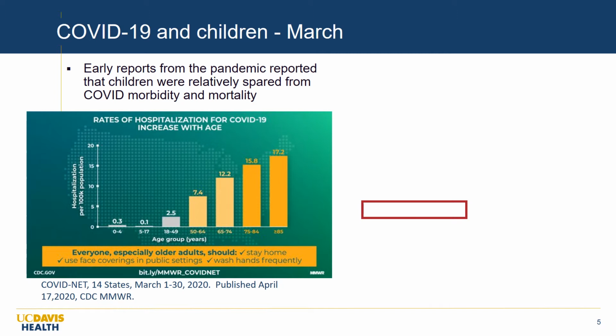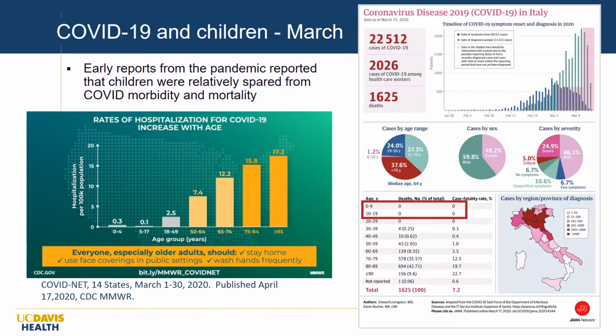And you can see that in our children, so here, this is the 0 to 4 age range, and then 5 to 17, and this is the hospitalization rates per 100,000. You could see the hospitalization rates were very low, and hospitalization rates did increase according to the age of the population. And these reports were subsequently substantiated in other parts of the world as well.